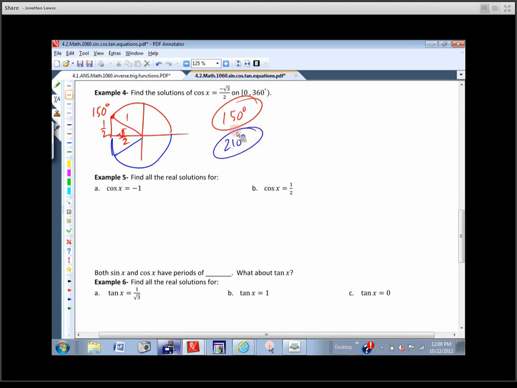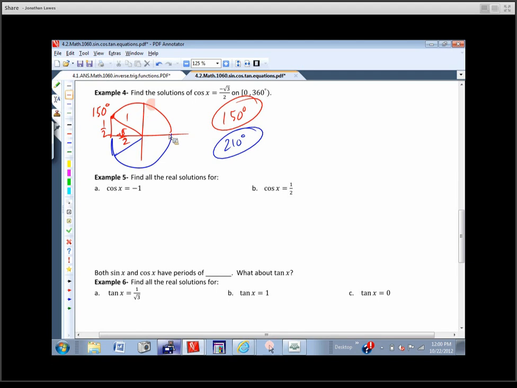Now, you can go through a bunch of formulas to figure out, all right, if it's in this quadrant and here's my reference angle and all that sort of stuff, do I add to 180, subtract from 180, add to 360, subtract from 360? That's why a picture is so helpful.